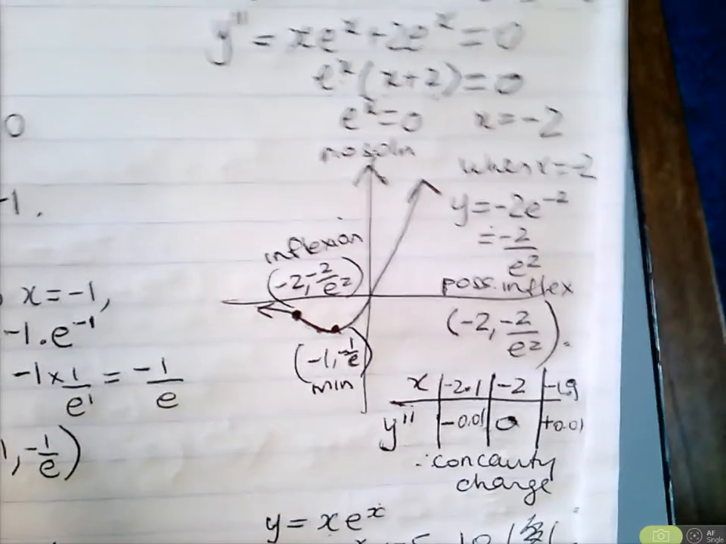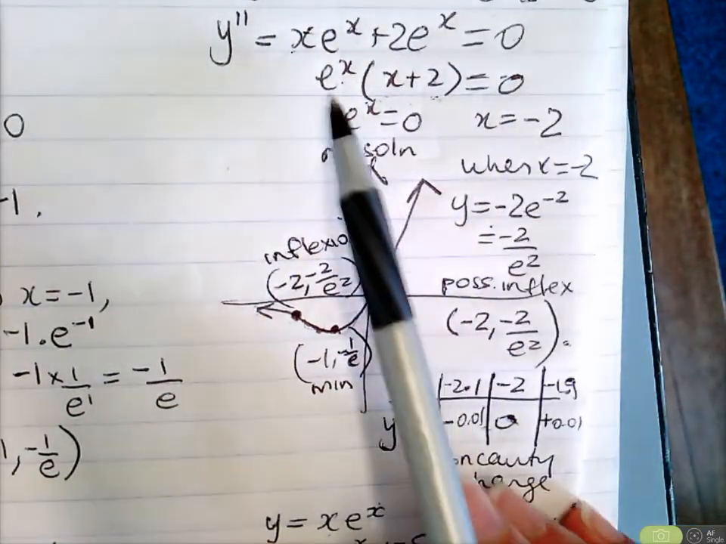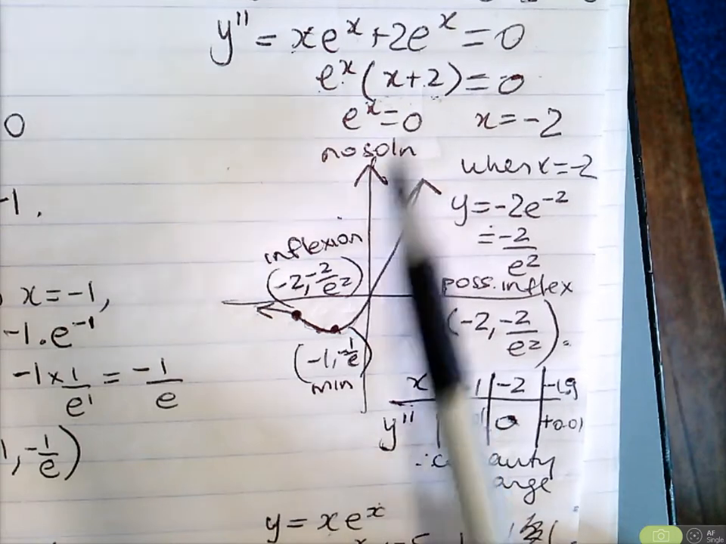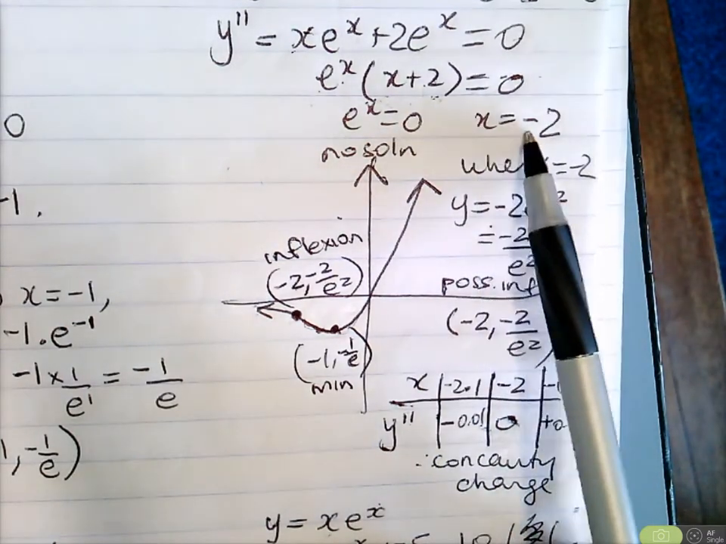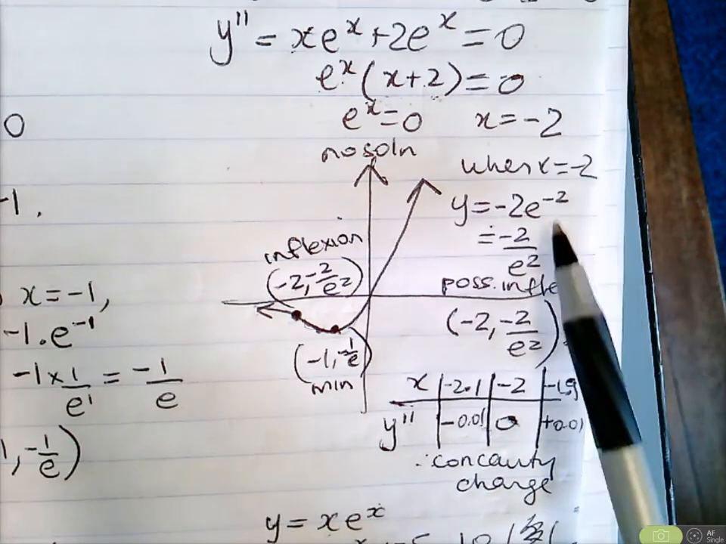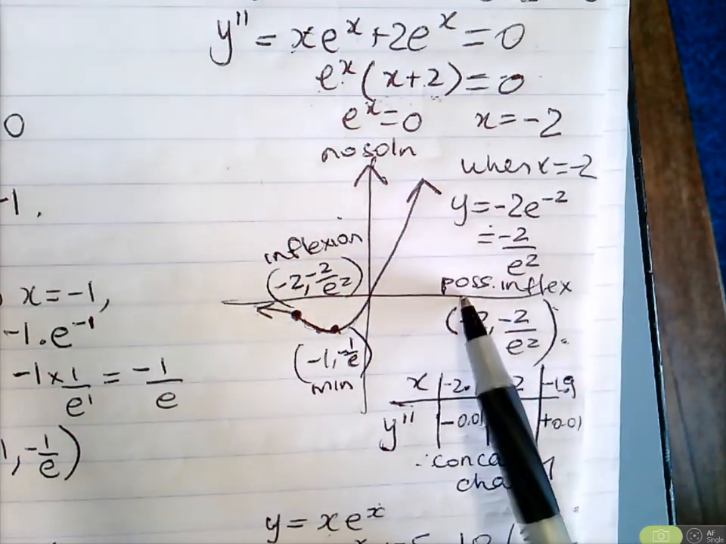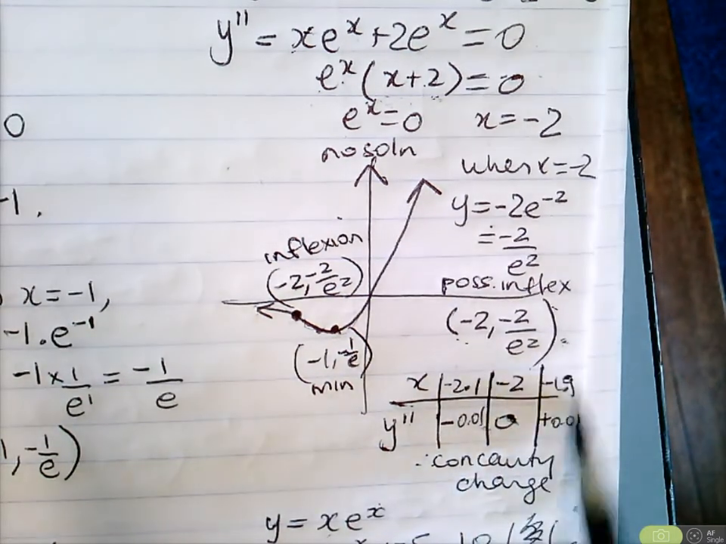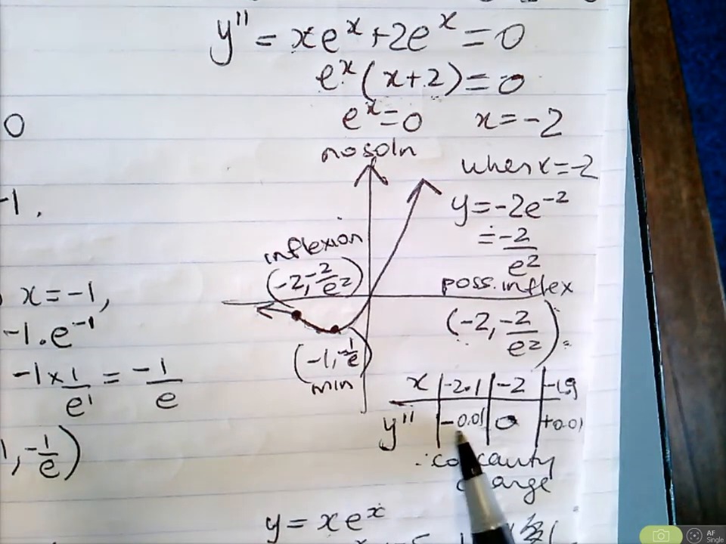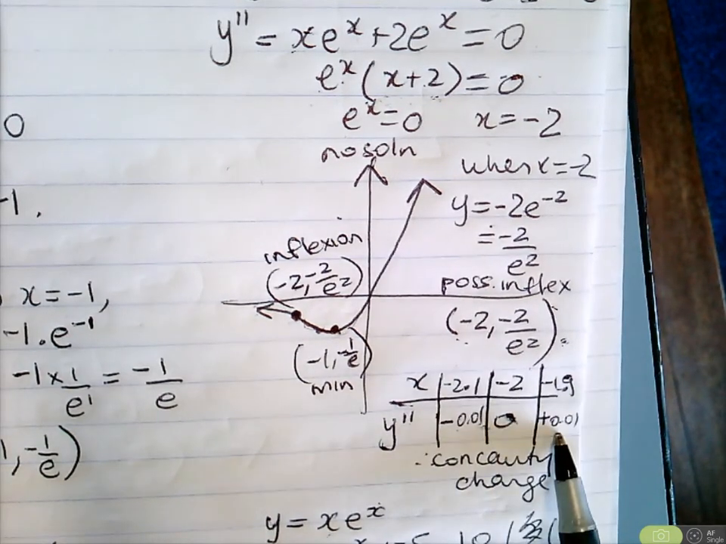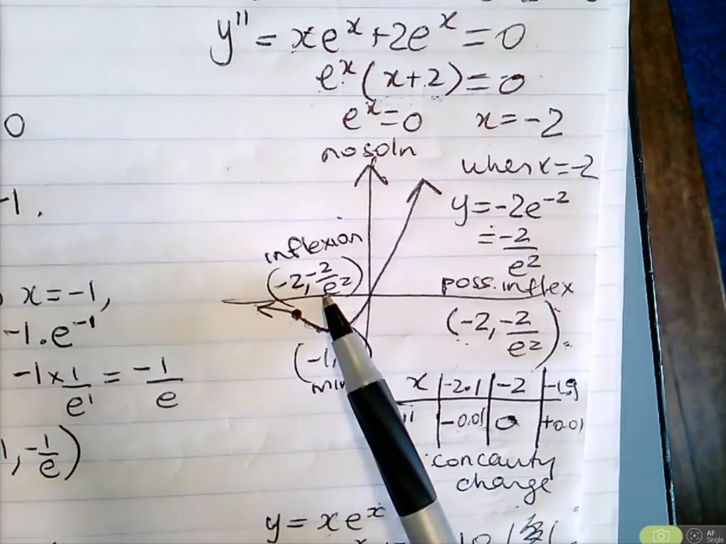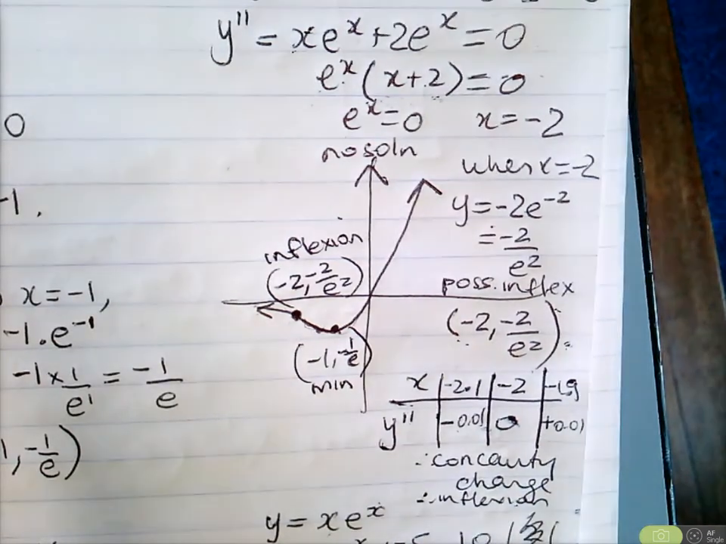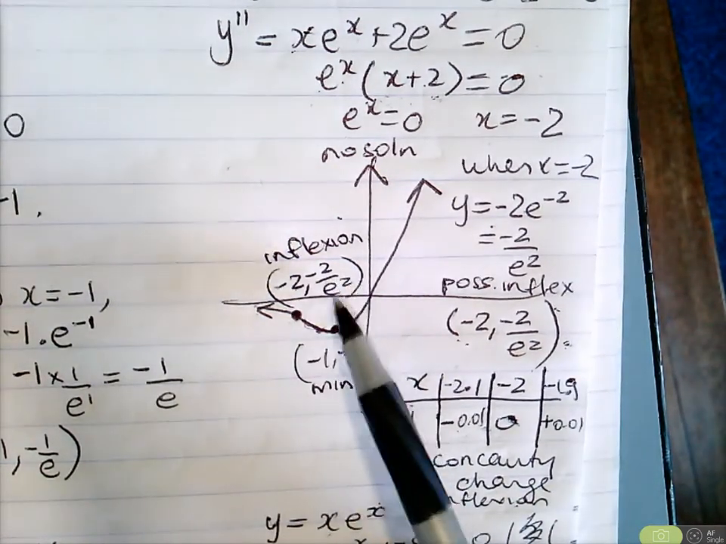Just looking here for your inflections, second derivative equal to 0, factorising out the e to the x, x plus 2. We know from before that e to the x equals 0 has no solution. The other solution is x is -2. When x is -2, you can work out the y value. So therefore, we've got a possible inflection at -2, -2 on e squared. Checking concavity change around the point -2, you get negative, 0, positive. Therefore, concavity changes. Therefore, you have an inflection at -2, -2 on e squared.